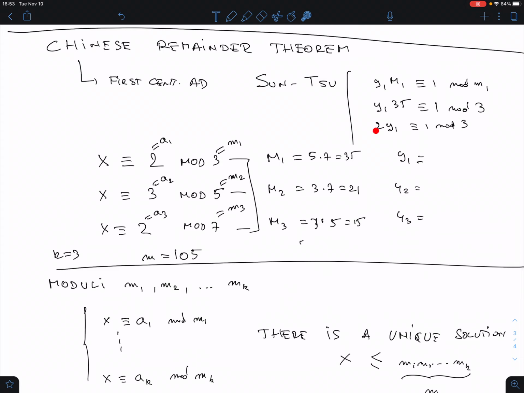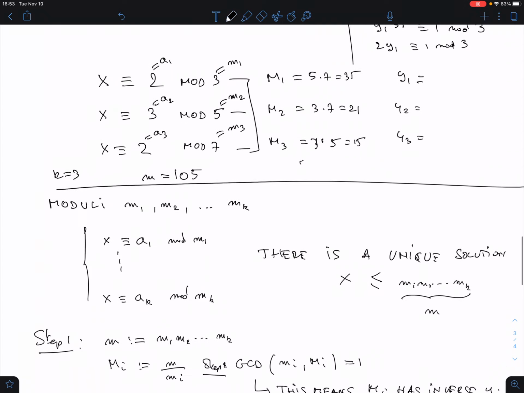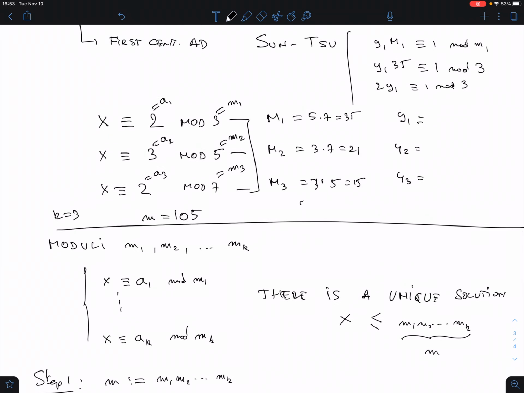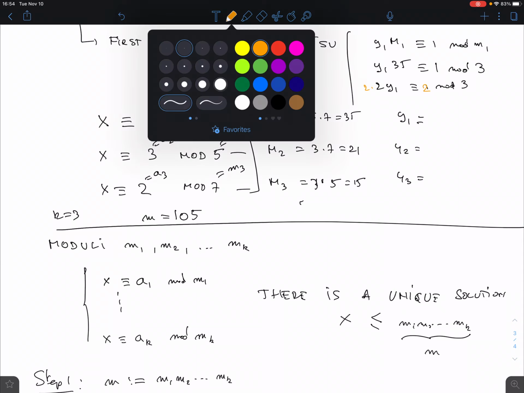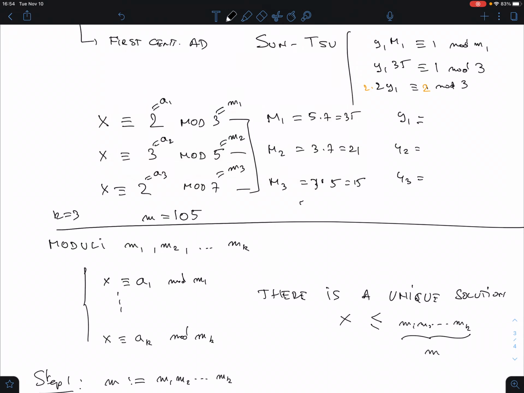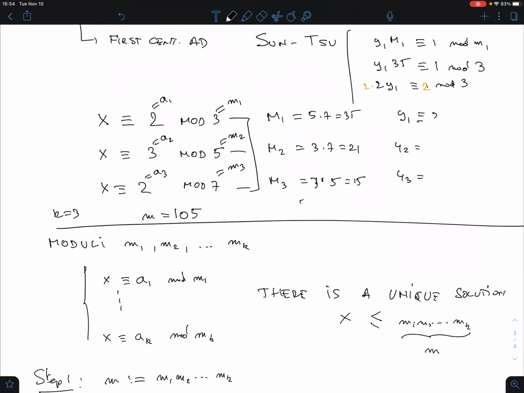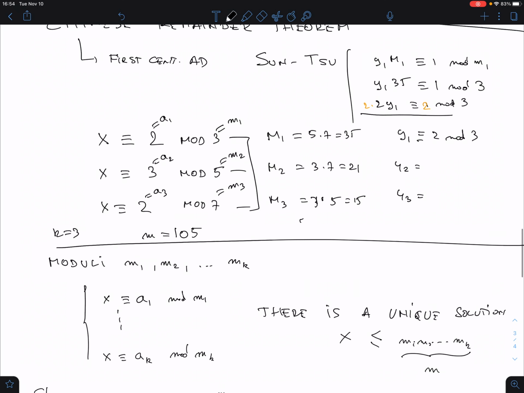If I multiply 2 with 0, of course that's never going to work. If I multiply 2 with 1, of course that's never going to work. So there's only one choice, 2. So multiply both sides with 2. 2 times 2 is 4, which is the same as 1 mod 3. So we do get indeed that y1 is equivalent to 2 mod 3. This is just rewriting this here. Let's solve the other one.